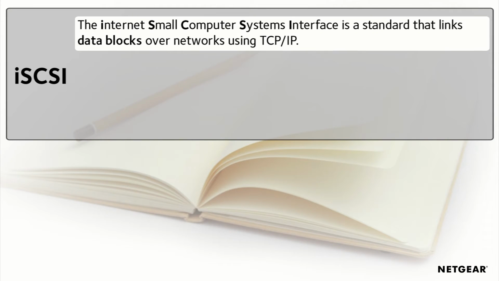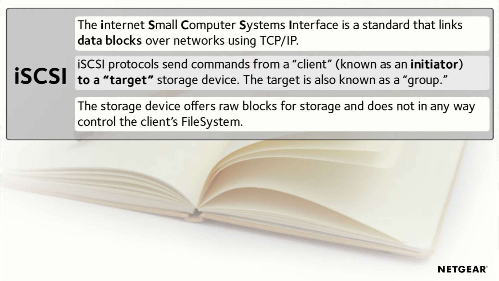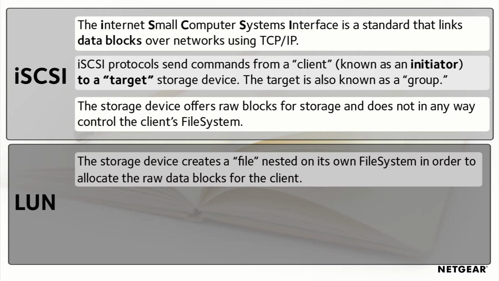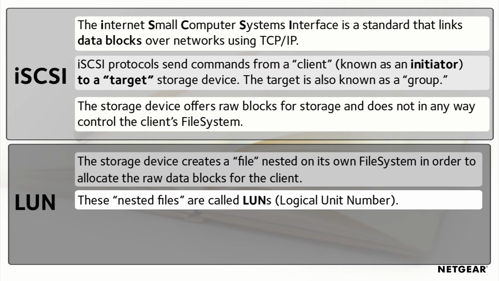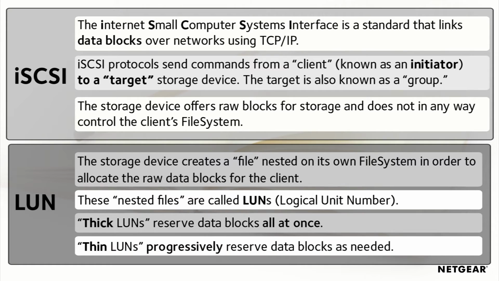The Internet Small Computer Systems Interface is a standard that links data blocks over networks using TCP/IP. iSCSI protocols send commands from a client, known as an initiator, to a target storage device. The target is also known as a group. The storage device offers raw blocks for storage and does not in any way control the client's file system. The storage device creates a file nested on its own file system in order to allocate the raw data blocks for the client. These nested files are called LUNs, logical unit numbers. Thick LUNs reserve data blocks all at once, while thin LUNs progressively reserve data blocks as needed.